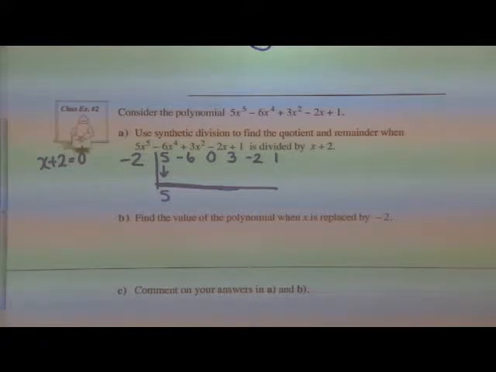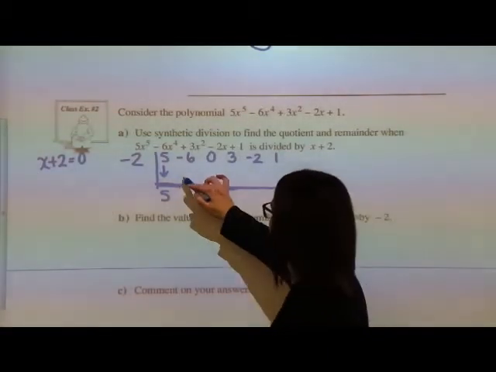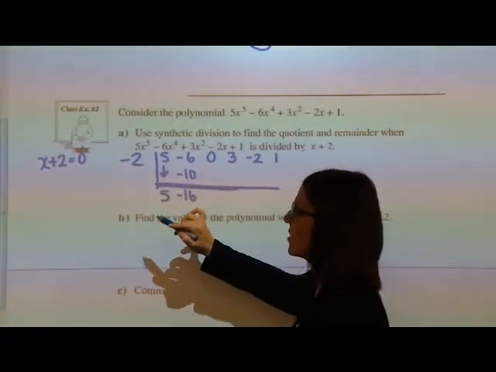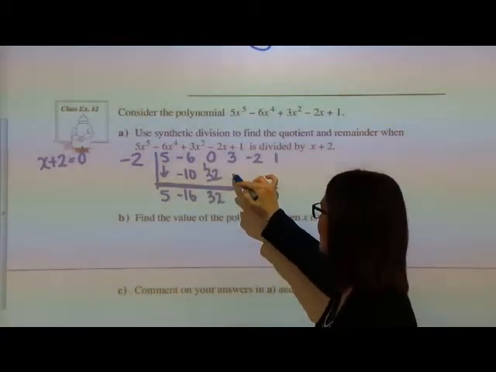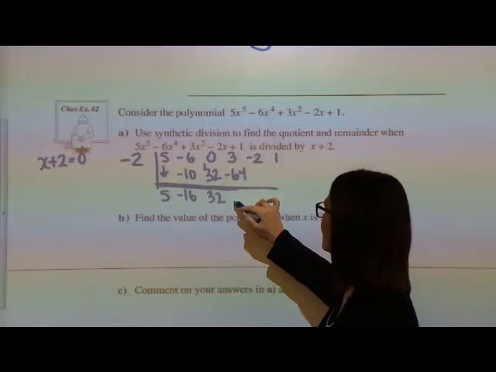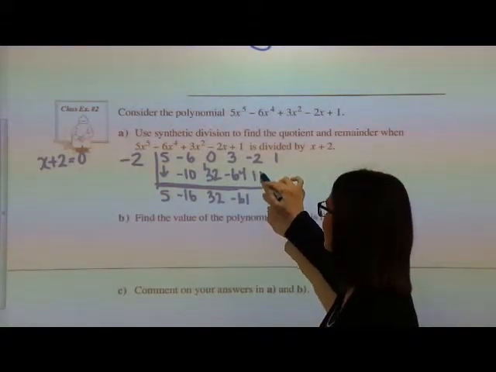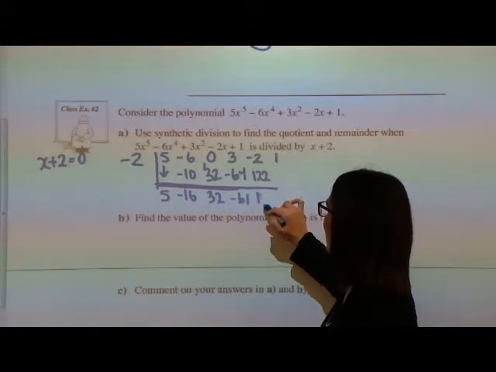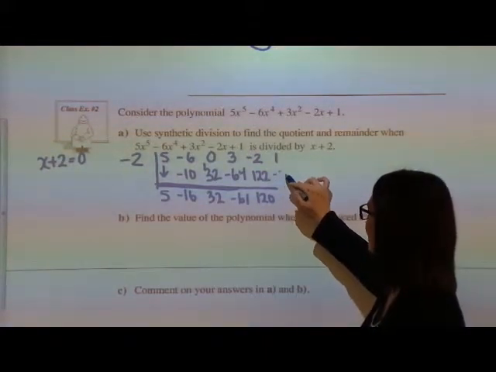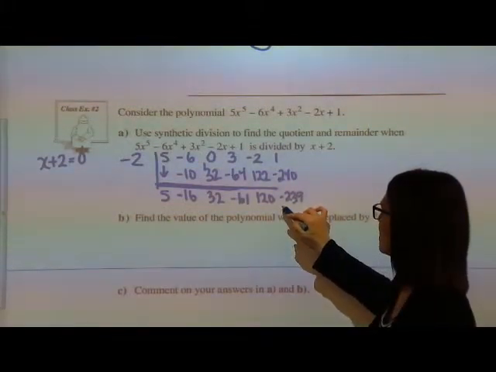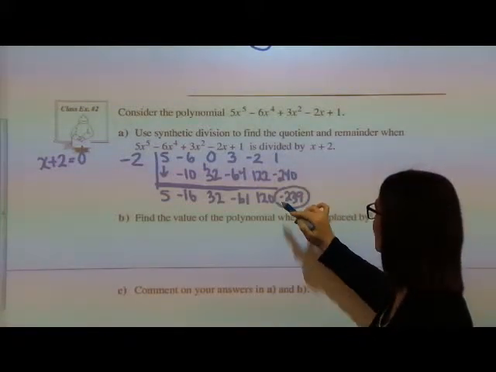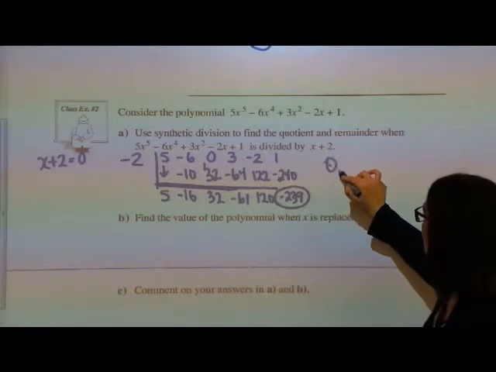So when I go negative 2 times 5, I get negative 10. And then when I add it to the negative 6, negative 16. Multiply by negative 2, 32. Add, 32. Multiply, negative 64. Add, negative 61. Multiply, 122. Add, 120. Multiply, negative 240. Add, negative 239. So what's my remainder? Negative 239. Okay?